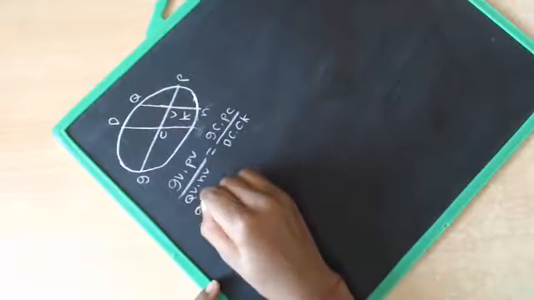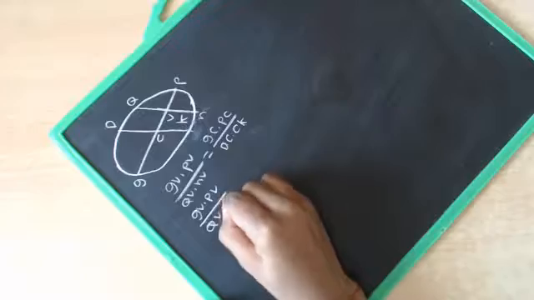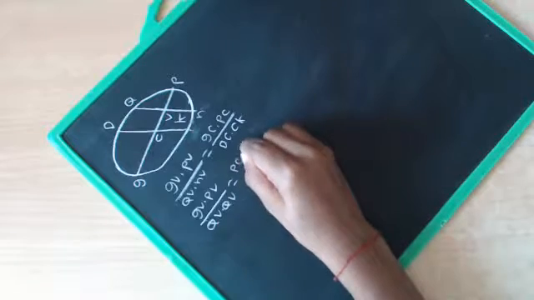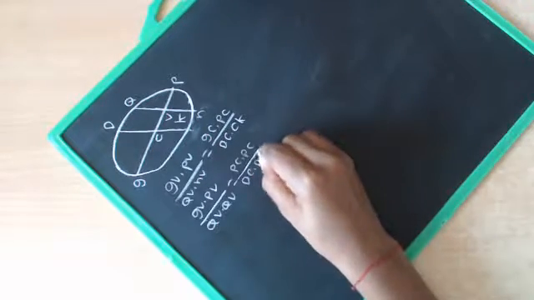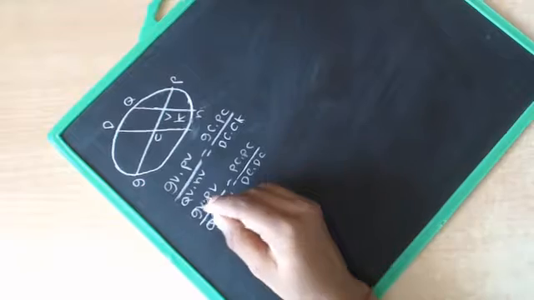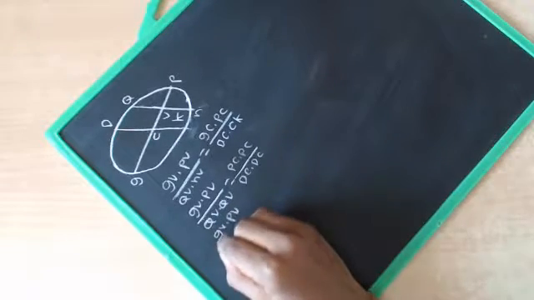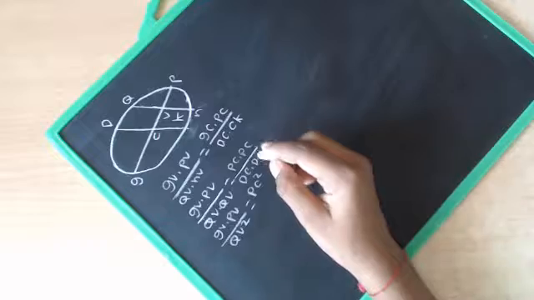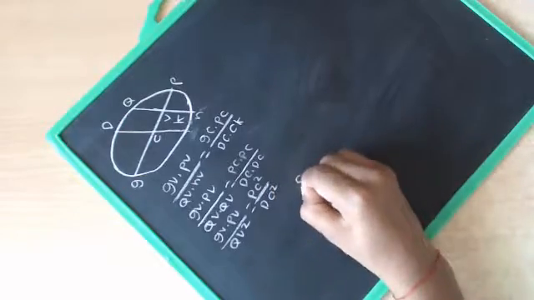Now instead I can write GV into PV by QV into QV, and because GC is equal to PC, I can write PC into PC. Because DC is equal to CK, I can write DC into DC. So instead I can write GV into PV by QV raised to 2, and PC raised to 2 by DC raised to 2, and we can call that the 8th equation.